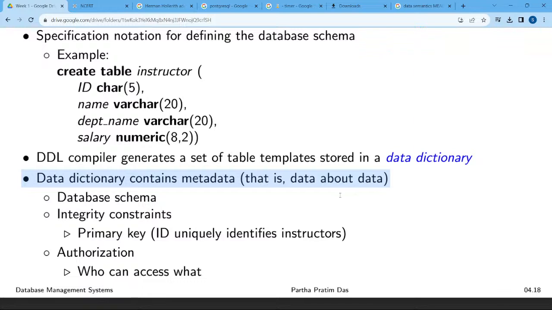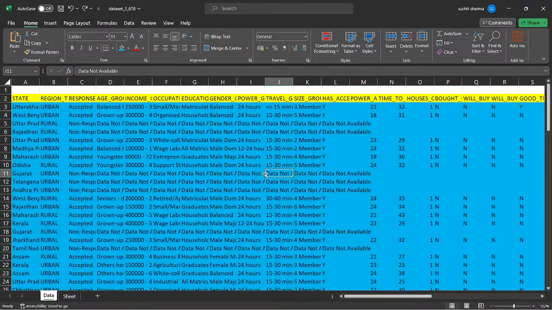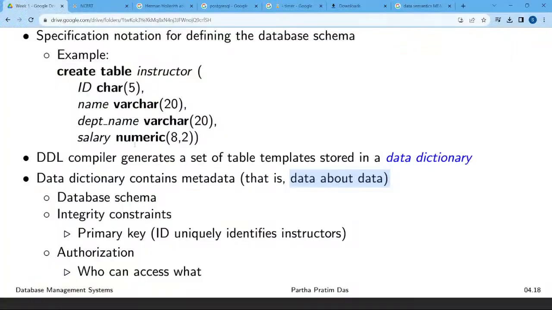Data dictionary contains metadata, that is data about data. Okay, let me explain this line better, right? Data about data. So I have this data. Now data about data would mean, okay, this is a string value. This is an integer value. This might come as varchar. Okay, that is the meaning of data about data.